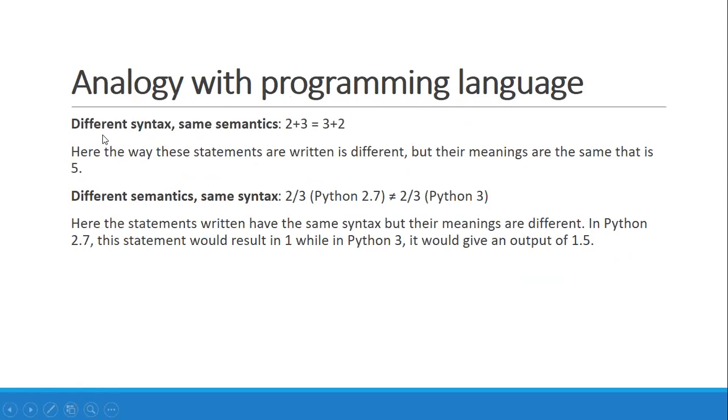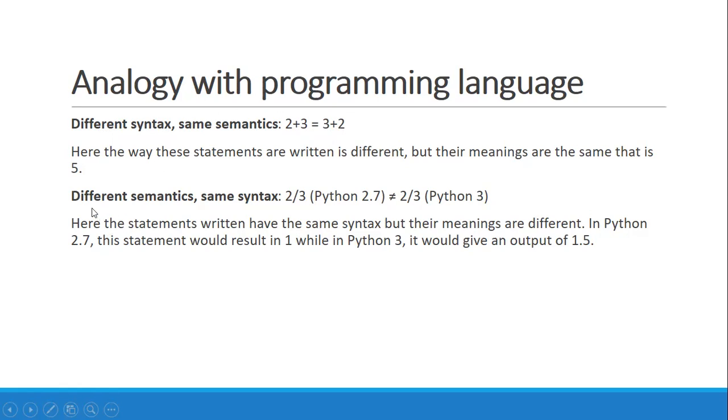Here we can see different syntax, but same semantics. The way these statements are written is different, but their meanings are the same. That means when you add 2 plus 3, we get the same result. And when we add 3 plus 2, we get the same result. This is an example of different syntax, same semantics.